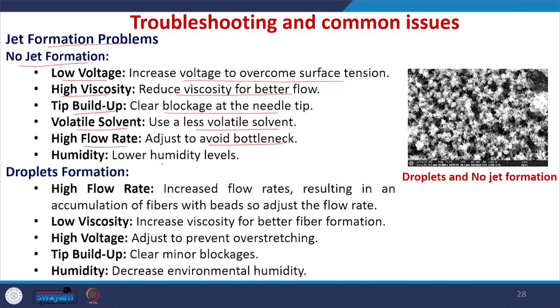The next one is, if you are getting droplet formation, it may be due to a high flow rate. The increased flow rates result in the accumulation of fibers with beads, so we have to adjust the flow rate. The droplet formation may be due to low viscosity. Increase the viscosity for better fiber formation. It may also be due to high voltage, so we have to adjust the voltage to prevent overstretching. Or it may be due to tip buildup. Clear the minor blockages and adjust the humidity.